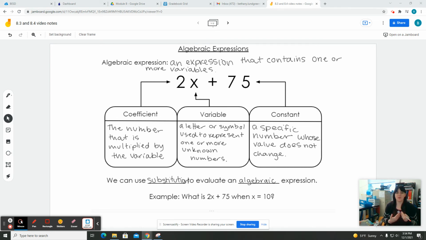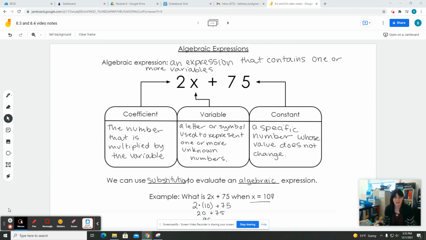So an example of using substitution is this one below. We have 2x plus 75. What is 2x plus 75 when x equals 10? Well, then we can just substitute 10 in where x is. So if x equals 10, all we do is plug in x, which is 10, like this. So then we have 2 times 10, and then we add 75. 2 times 10 is 20, plus 75 is equal to 95.